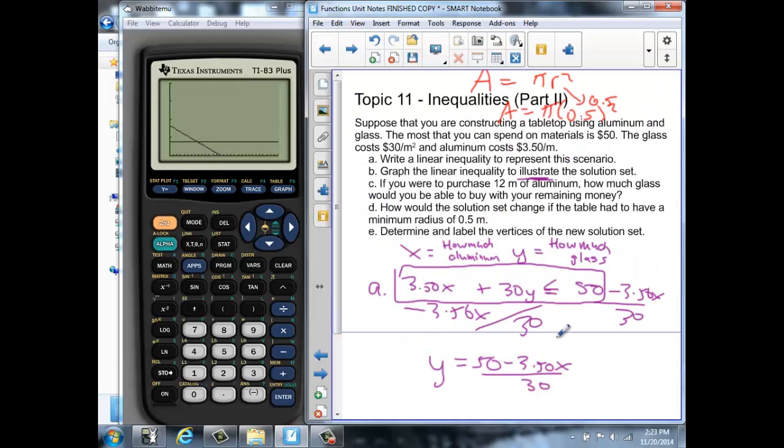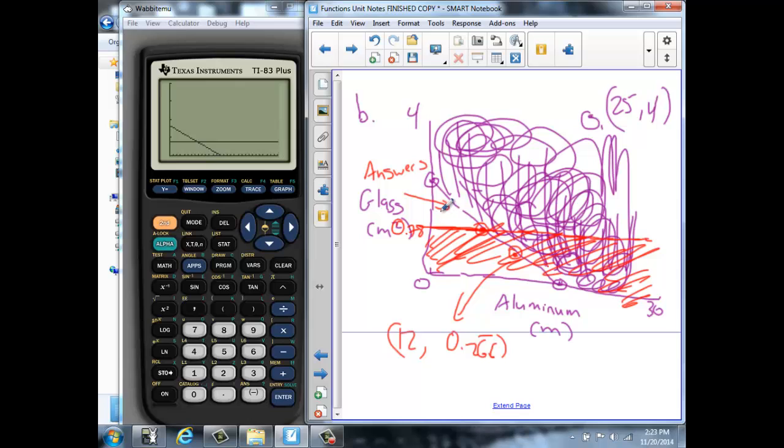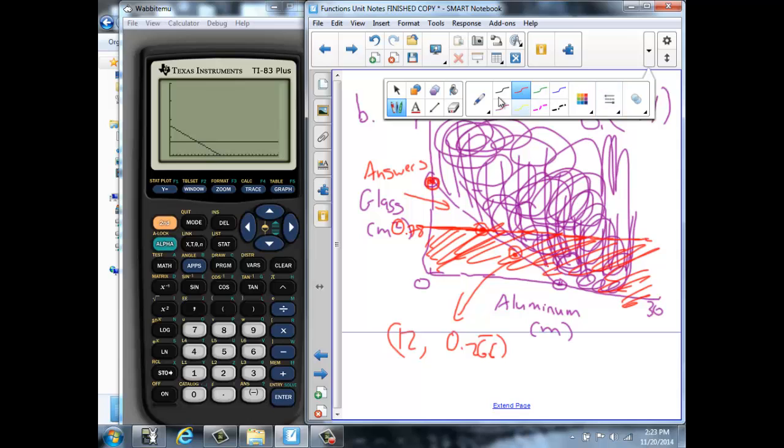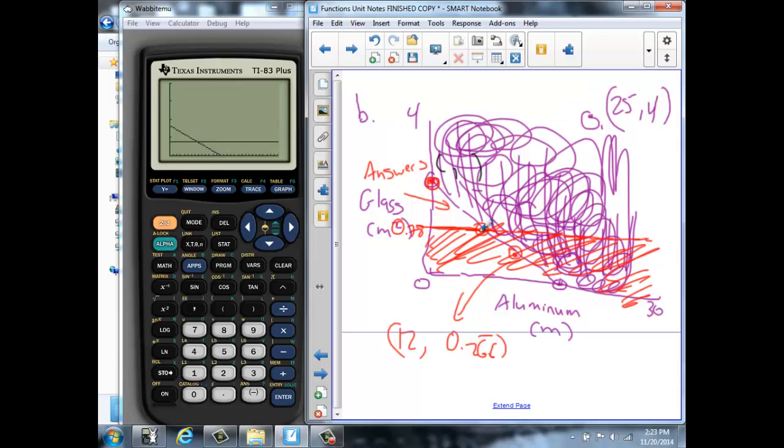Last question. Determine and label the vertices of the new solution set. Do you guys know what vertices are? Corners. Okay. How many corners does this new little white triangle have? 3. Okay. So if I'm going to label these corners, I need to find this point right here. I'm going to go with a new color. Sorry that it's getting messy. We need to find this corner here, and this corner here.